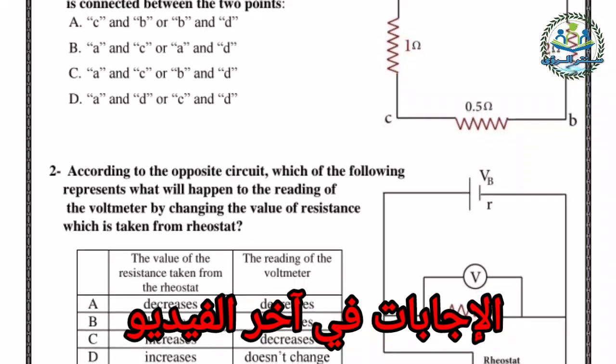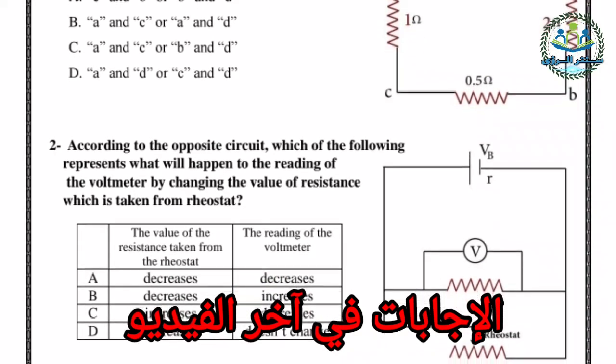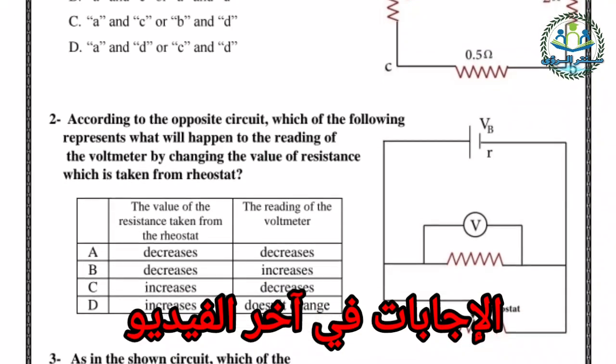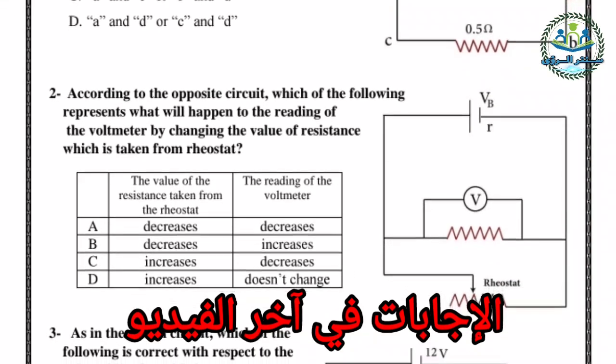2. According to the opposite circuit, which of the following represents what will happen to the reading of the voltmeter by changing the value of the resistance which is taken from the rheostat?